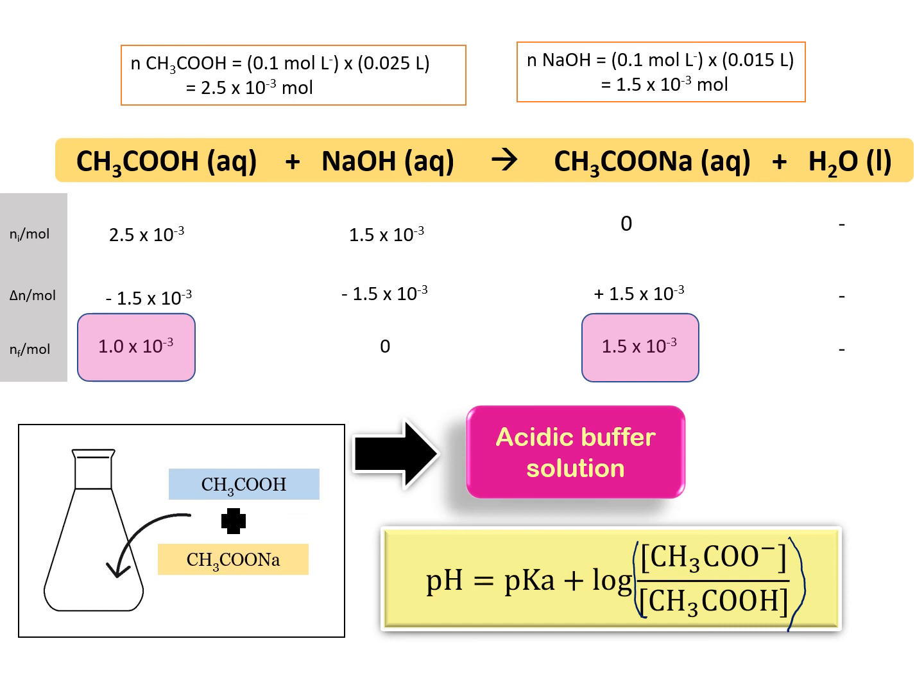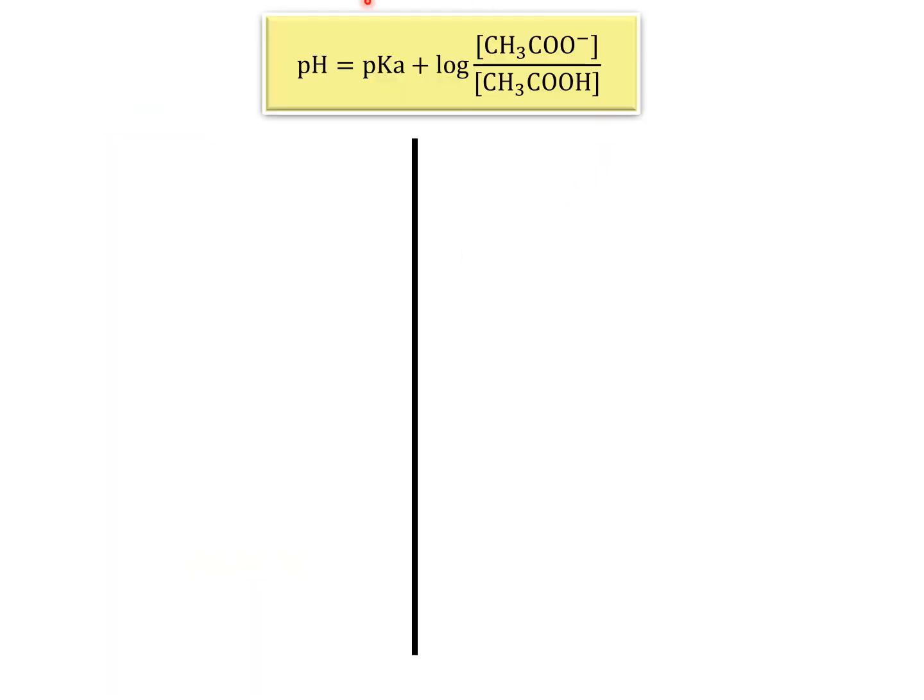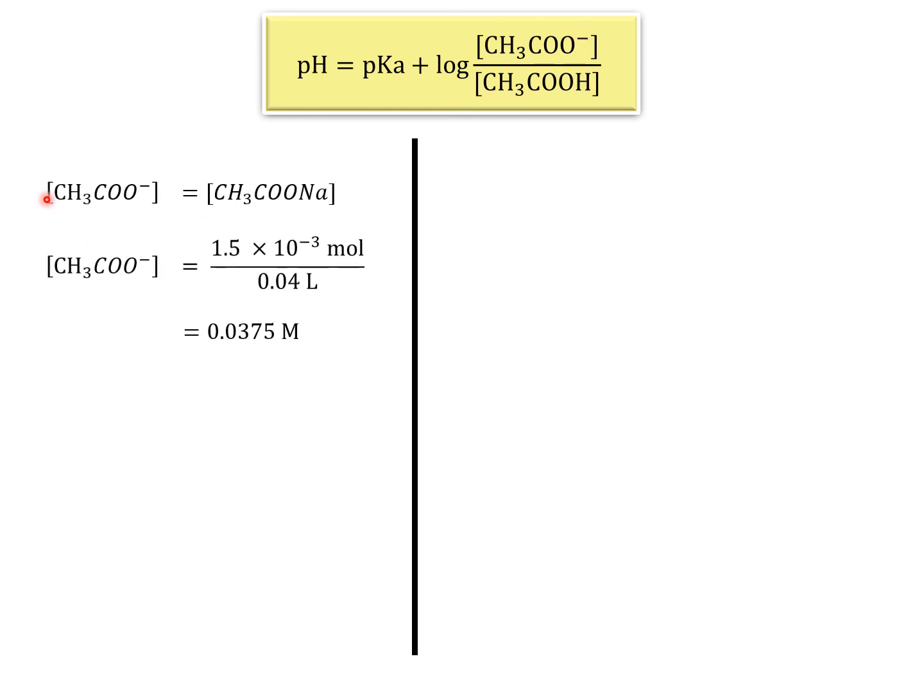Okay, so let's look. Ini equation kita tadi. Kita kena cari concentration setiap satu ni. So let's start with the conjugate base. Concentration of conjugate base is equal to concentration of salt. Sebab apa? Daripada table tadi kita ada number of mole of salt. So once we have the number of mole, bila kita dah tentukan macam ni, jadi CH3COO minus, number of mole of garam tadi over total volume sekarang.